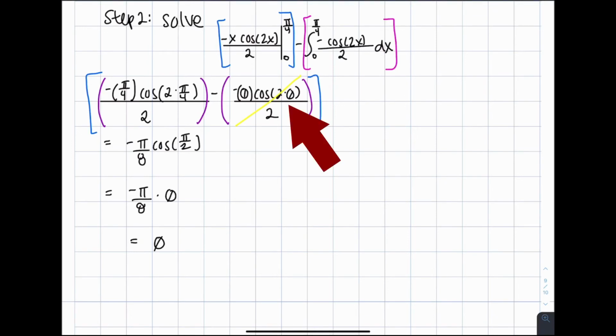Now cosine of 2 times 0 is cosine of 0. What is the x-coordinate at angle 0? Which actually is 1. But 0 times 1 over 2 is simply 0, meaning that this left side just ends up being 0. So that's pretty easy. Moving on to our integral section, to our right side. So now continue solving for the right side.